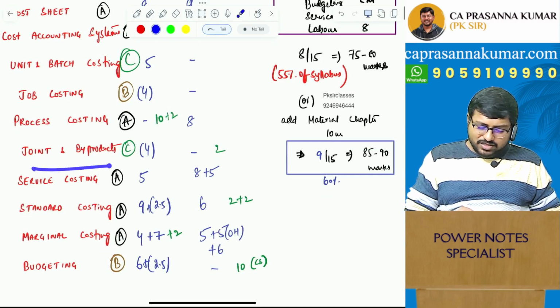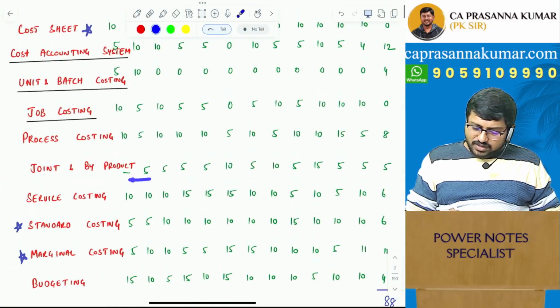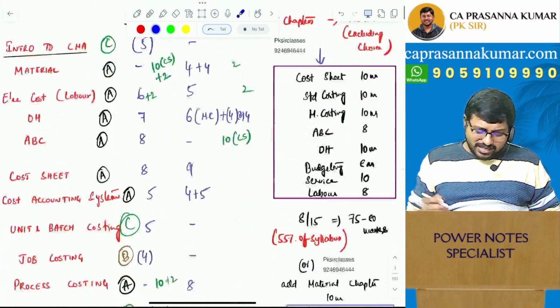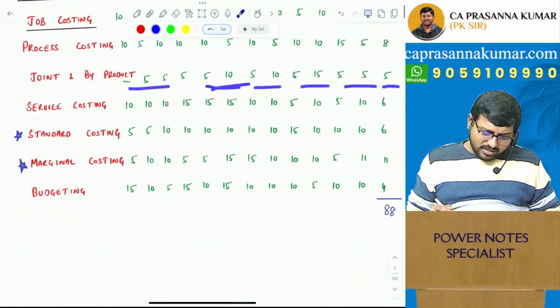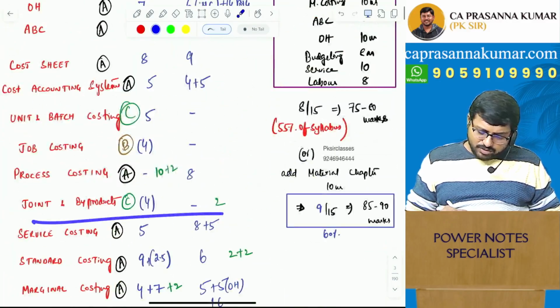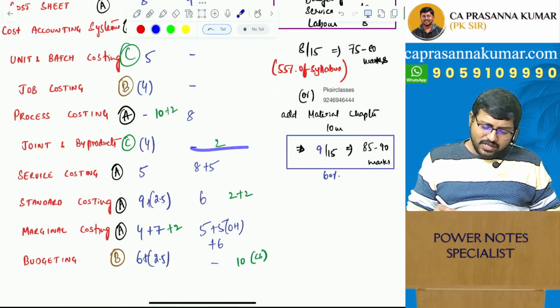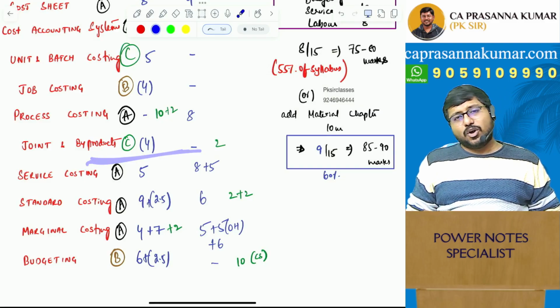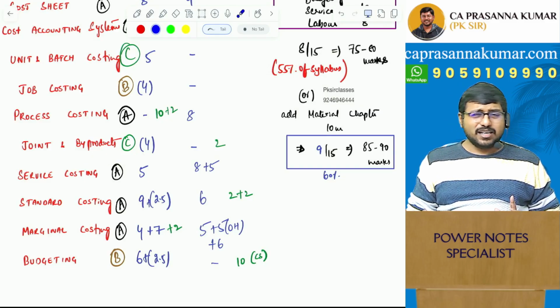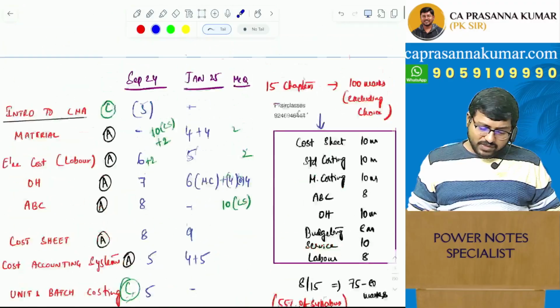Joint and byproducts, of course not. As you can see, 5, 5, 5, 5, 5, 5, mostly 5s, rarely 10s. And here when it comes to joint and byproducts, last time it was a theory question, and this time it's just 2 marks, that 2 MCQ, right? 1 MCQ I think so, if I'm not wrong. Therefore you can put it in C category or B category, your wish. I would rather put it in C category. If you want to skip it, you can skip it, right?